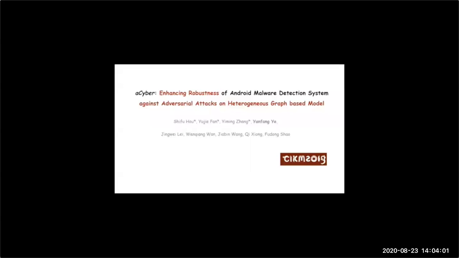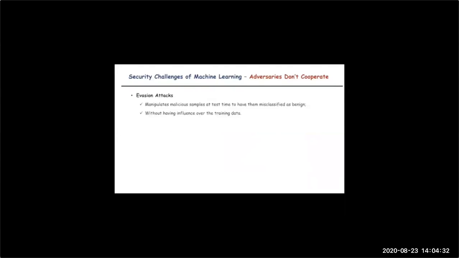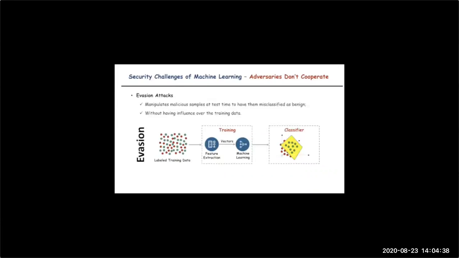And along this line of research, especially to tackle the challenge of adversarial attack and defense on heterogeneous graph-based models for malware detection, we further extend our work. Basically, adversarial attacks can be categorized into two types. One is poisoning attacks, which means attackers can inject well-crafted poisoning nodes in the training data to mislead the classifying function. The other category is evasion attacks, which means attackers can manipulate malicious samples at test time to have them misclassified as benign without having influence on the training data.